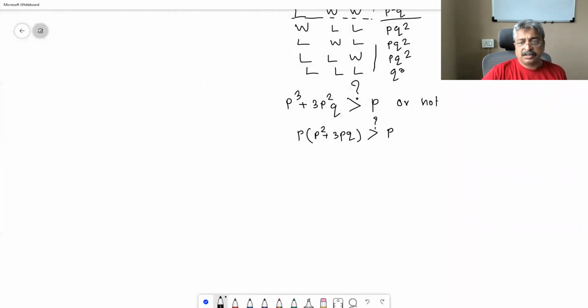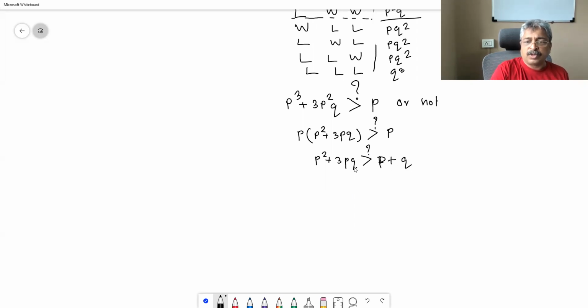So now this is algebra. This is algebra, you are comparing two numbers. So P square plus 3PQ, is this greater than question mark 1? Now 1 can be written as P plus Q. So one more P is getting cancelled. So P plus 3Q, is it greater than Q? So P plus 2Q, is it greater than 0?